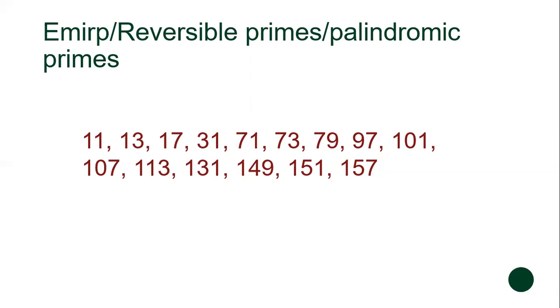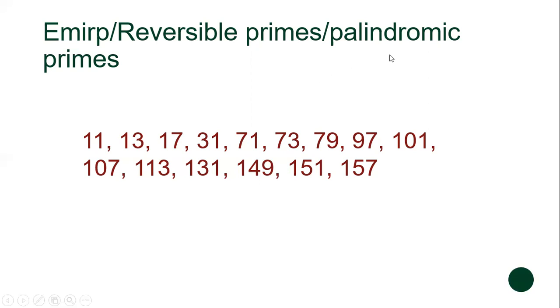Okay, why? Because if you reverse 11, it is still a prime number, it's still 11. For 13, if you reverse 13, it will become 31, which is still a prime number. Same thing goes for 17, if you reverse 17, it will become 71, which is also a prime number. So they are EMIRPs or reversible primes.